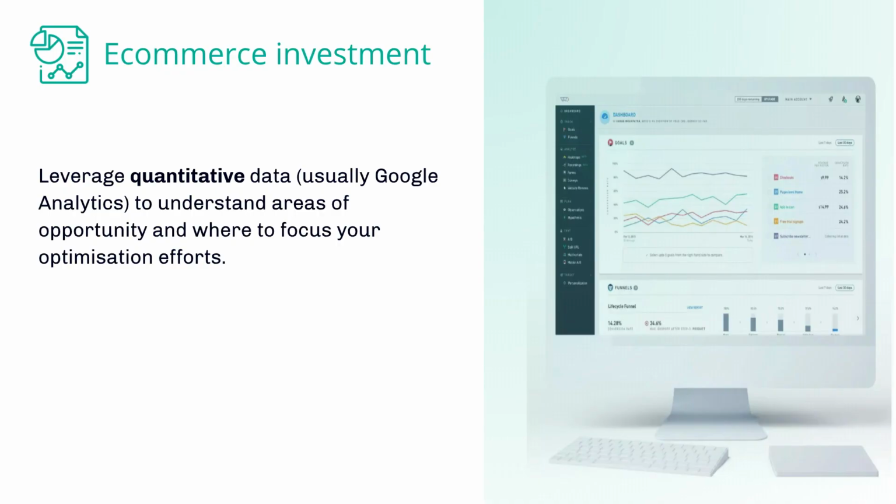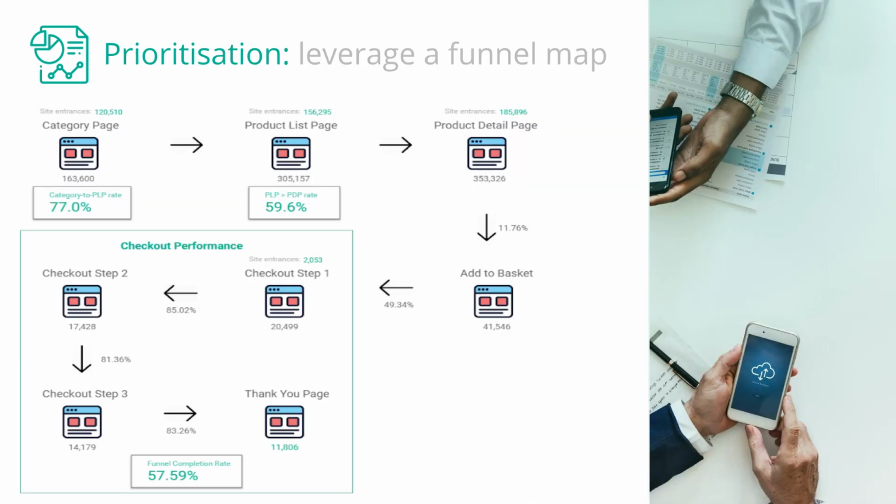So the fix for this is to leverage quantitative data. Use your web analytics tools like Google Analytics to understand areas of opportunity and where to focus your time. Here's what I mean. This is a screenshot of a funnel map. It's just one example. This is a funnel map we've built for a current client, in fact. And what this shows you is critical to understanding the bottlenecks and the points of attrition by mapping your website. In this example, this is pulled out of the Google Analytics API, that's where we're getting the data from.